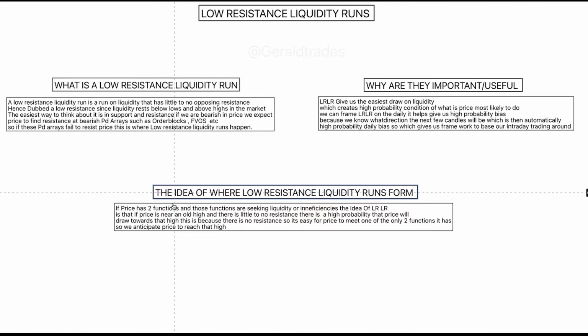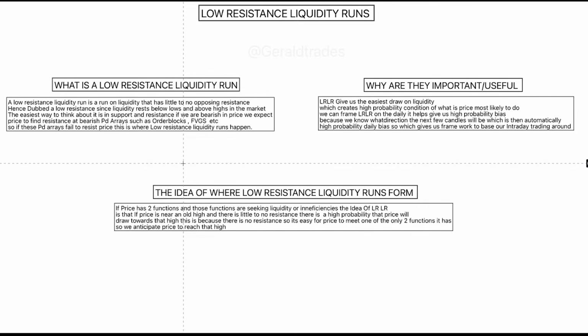Price only has two functions, and price is only ever doing two things. It's either seeking liquidity or inefficiencies. Now, the idea of low resistance liquidity runs is that if price is near an old high and there's little to no resistance, there is a high probability that price is going to reach for that high, just by virtue of price having a base function of either seeking liquidity or seeking inefficiencies.